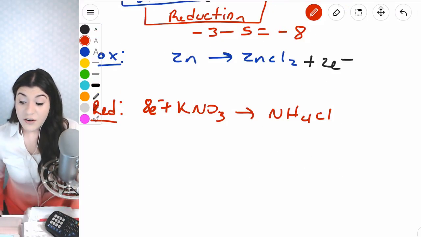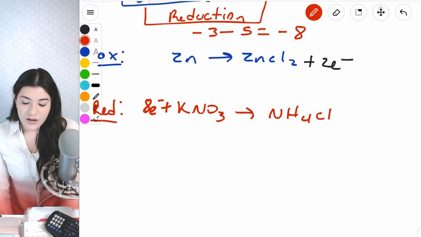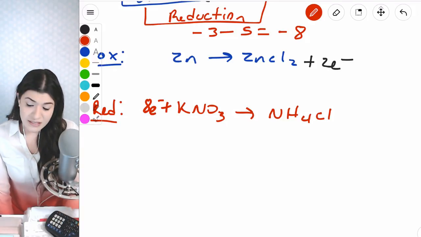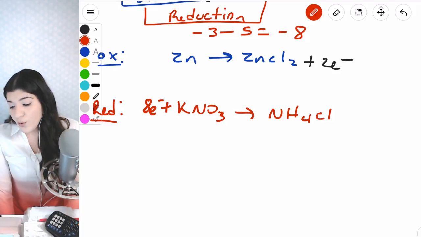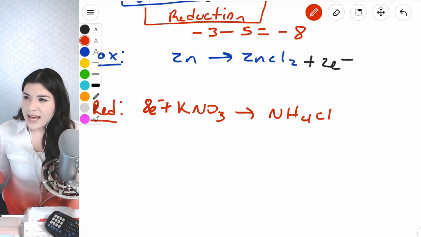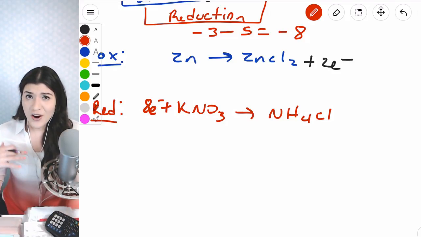Next thing is to figure out, do we have everything balanced? Let's say, do we have our zincs properly balanced? Yes, they are. Is nitrogen balanced? Yes, it is. So we're always going to look at everything other than hydrogen and oxygen. Now what we're going to state is we want to add water to balance out our oxygen.